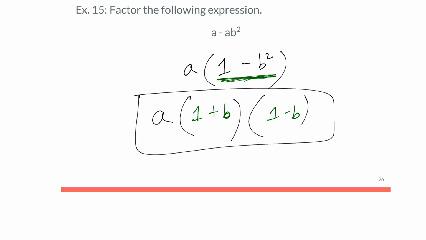So there can be layers, essentially. You may have to try different techniques to get to the most factored form for any expression. Questions about this example? Anything at all?